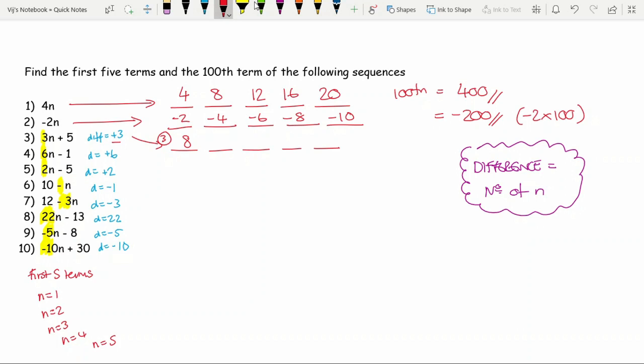So if you think a bit smart, we know that the difference is going to be plus 3. So once I've got the first number, all I need to do is just add 3. So here I'm going to have 11, and then 14, and then 17, and then 20.